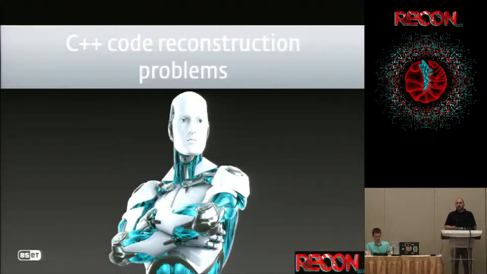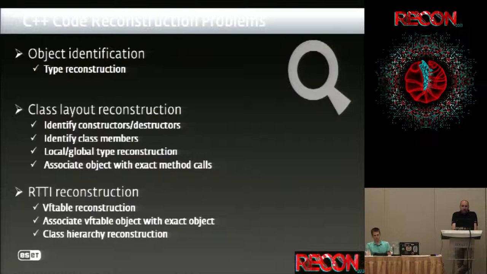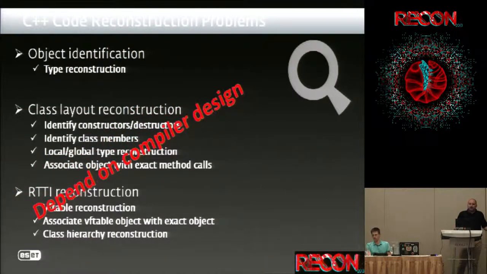And we continue our talk with some C++ code reconstruction problems, because it's related to position-independent code reconstruction problems. The last section of our talk will be a plugin to help with reconstructing object-oriented code and position-independent code. This is the list of some problems. The first, of course, is object identification, because manually you need to recognize the object and identify the class layout, identify constructors, destructors, and reconstruct RTTI objects. And it depends on the compiler design, and each time you need to recognize how the code is compiled for this compiler.